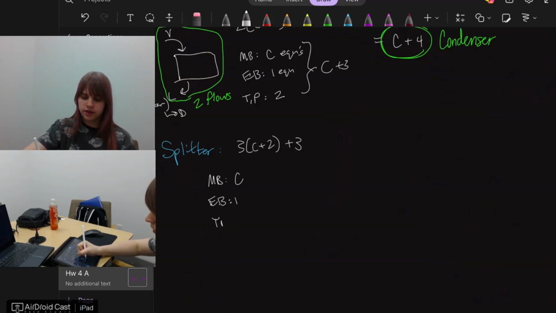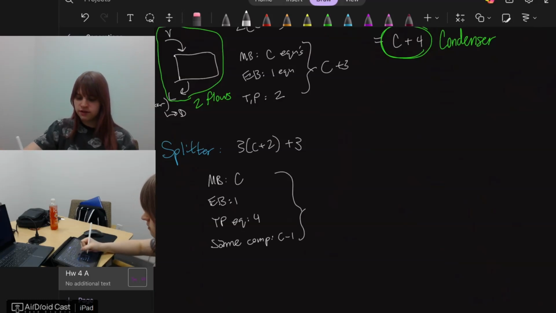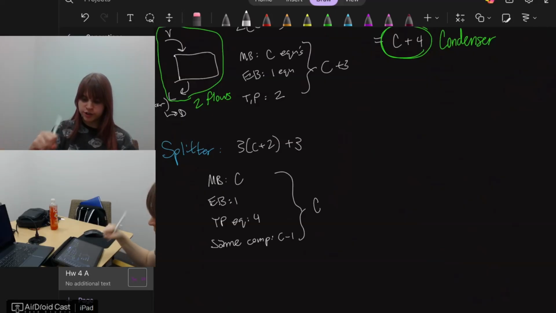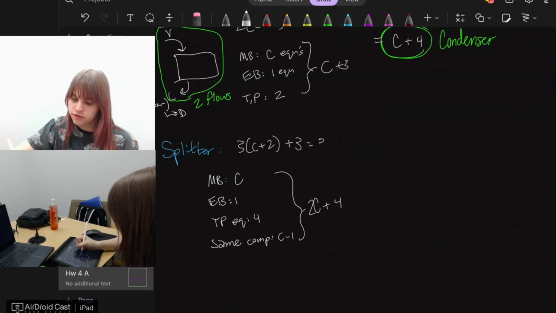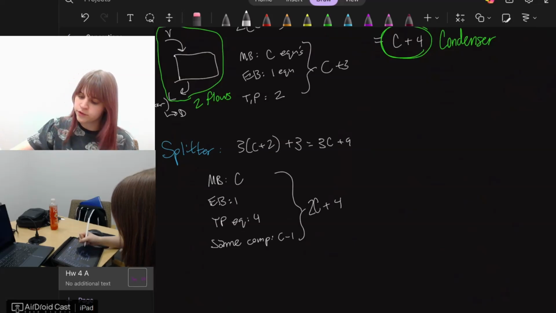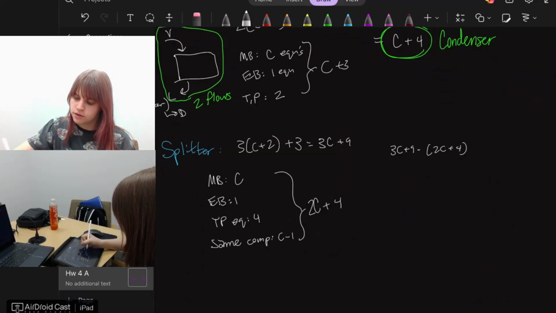And the T, P equilibrium gives us 4. And since it's the same component, we need to do C minus 1. So that gives us C plus 1 minus 1 plus 4. So we get 2C plus 4. And up here we had 3C plus 9. So if we do 3C plus 9 and subtract the 2C plus 4, you get C plus 5 for the splitter.